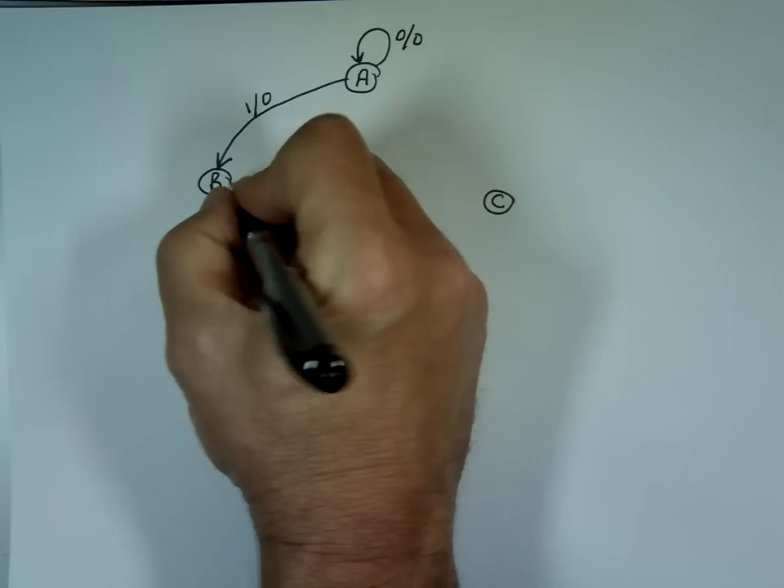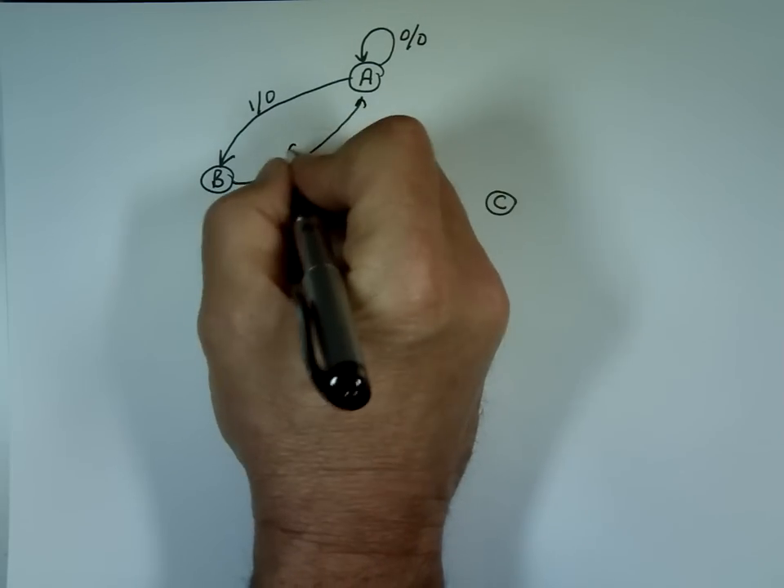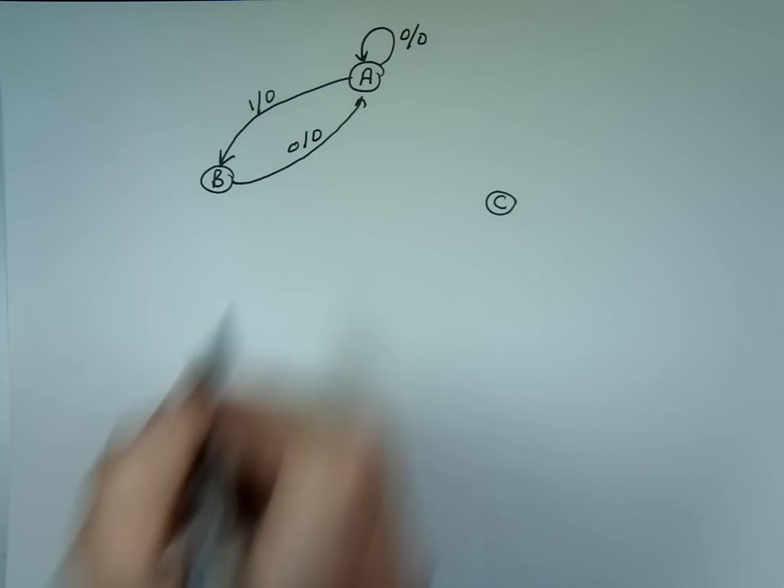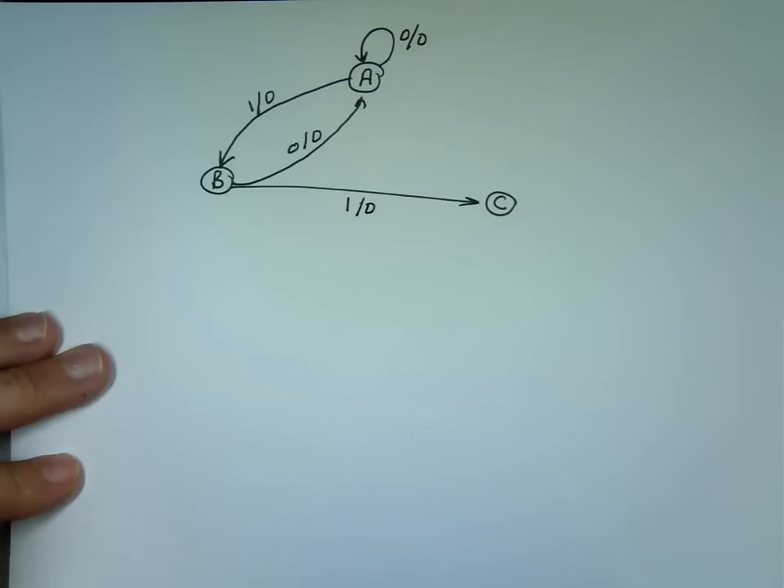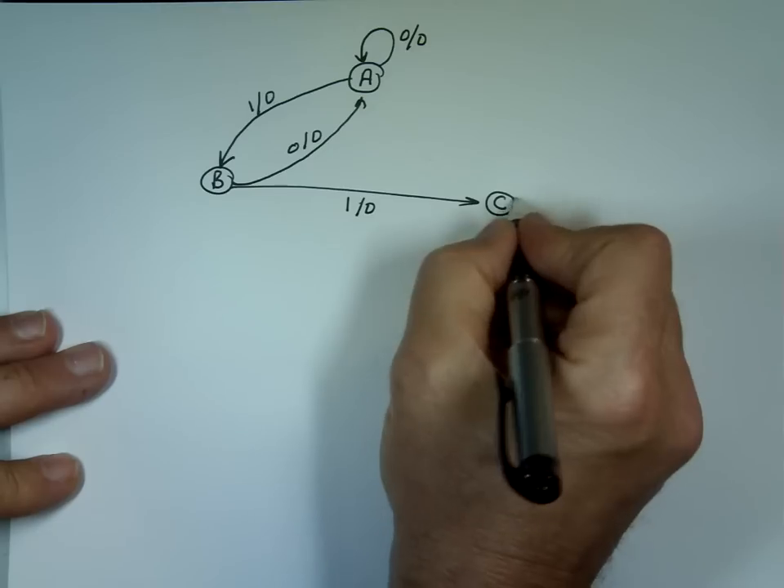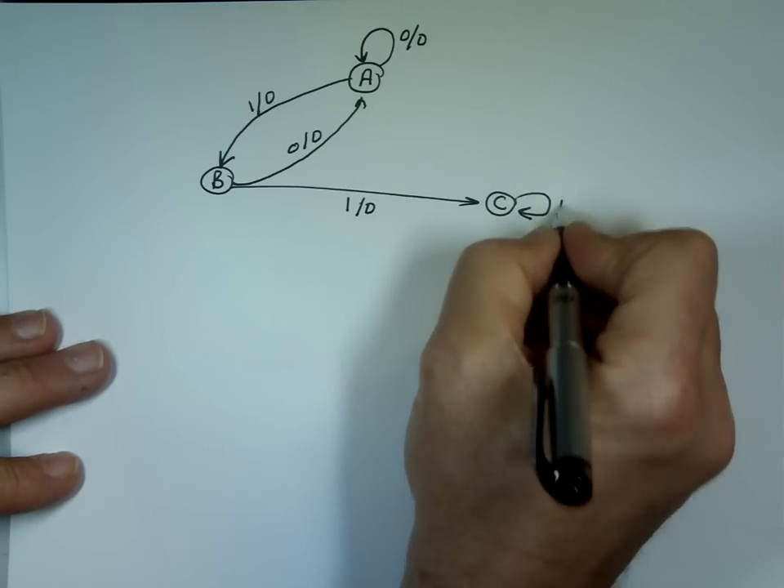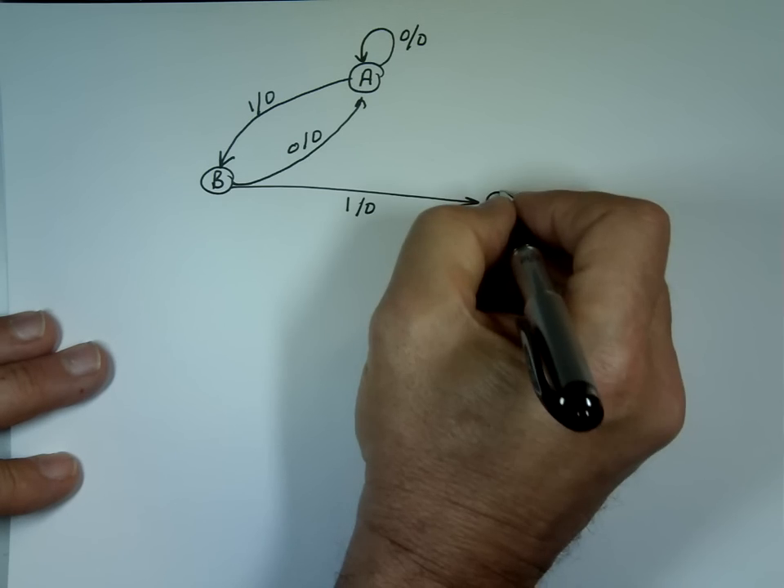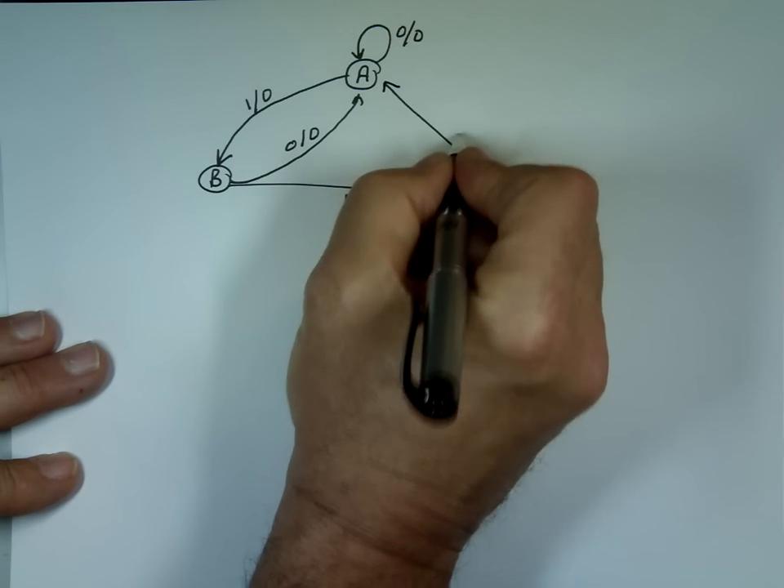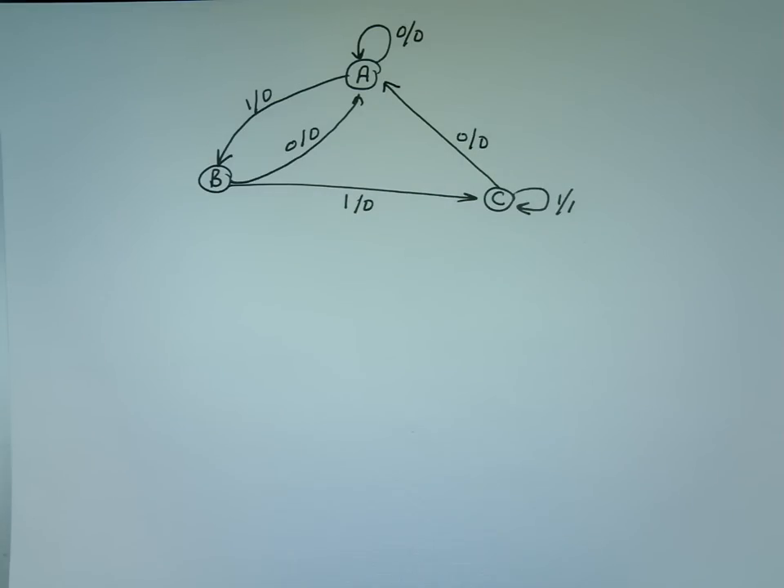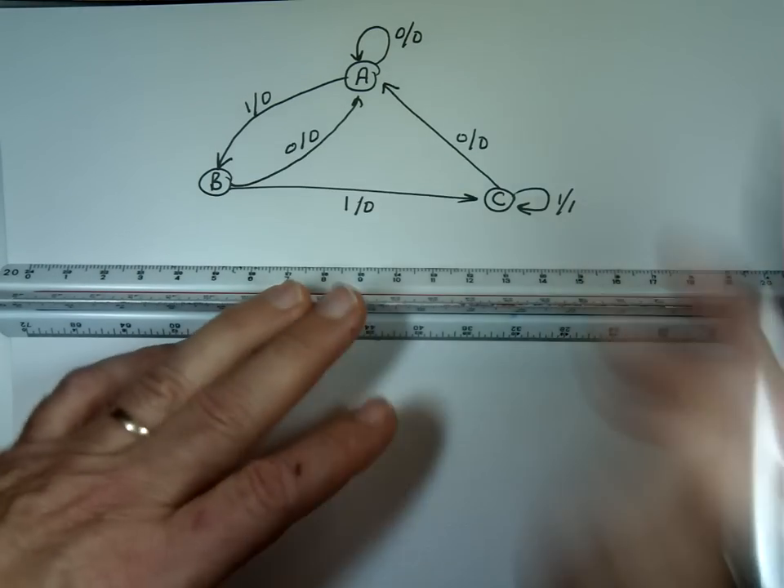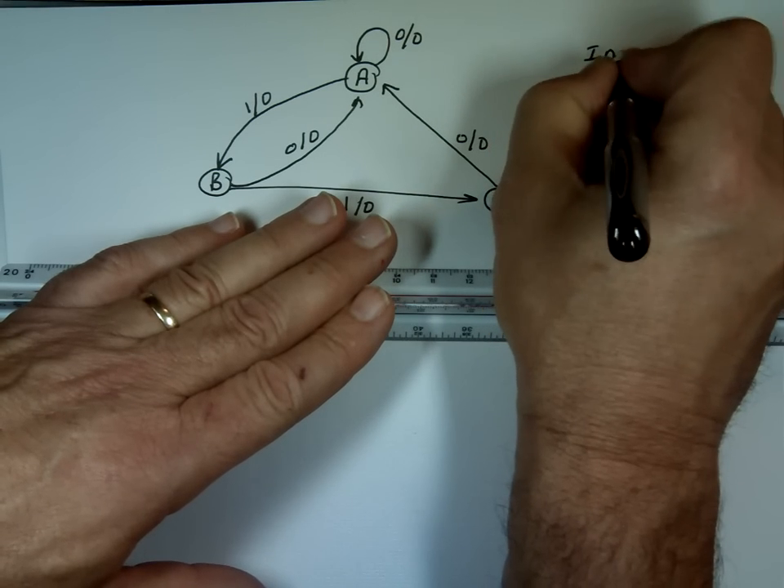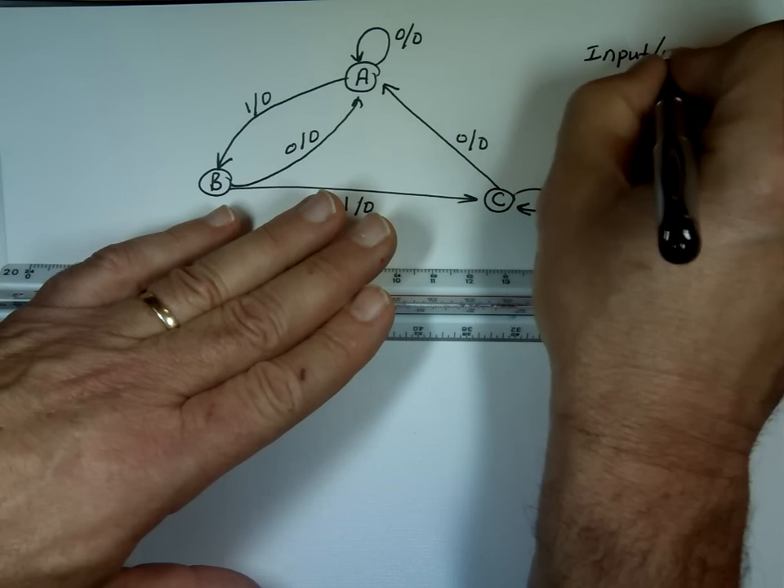If I'm at B and I put a 0, I get a 0. If I put a 1, I go right there. If I'm at state C and I put a 1, or if I put a 0, so here I only have 3 states. Is that input and output? That's the input, and that's your output. The way it's defined is input slash output.